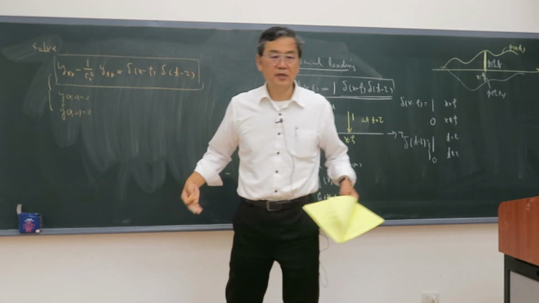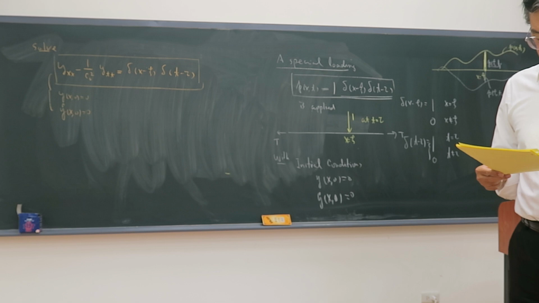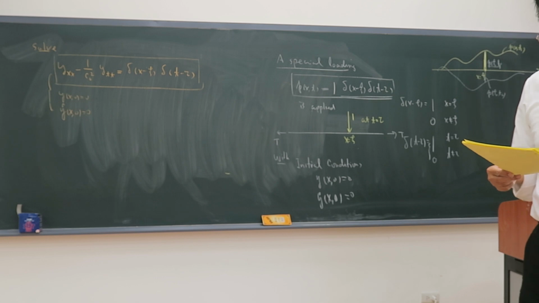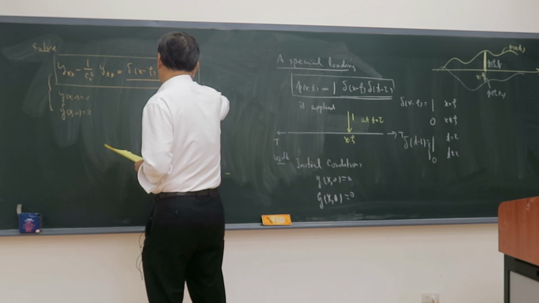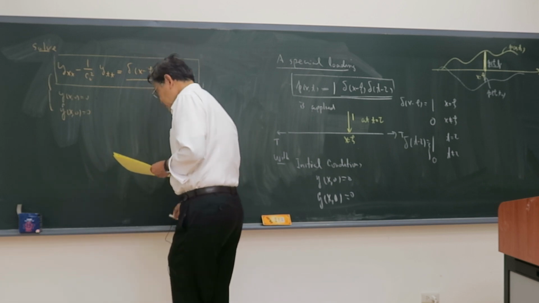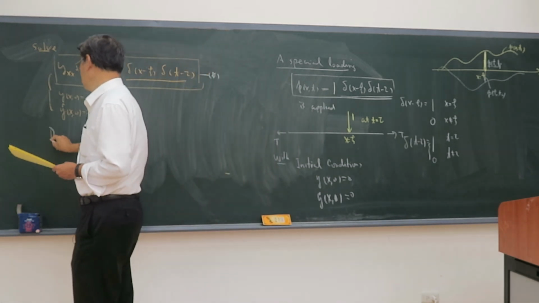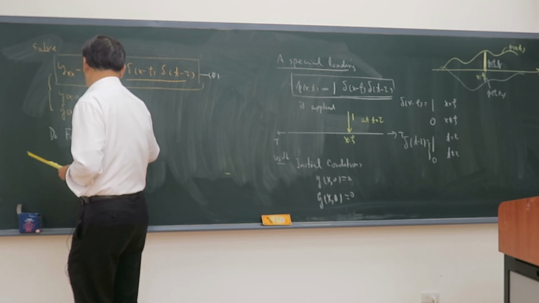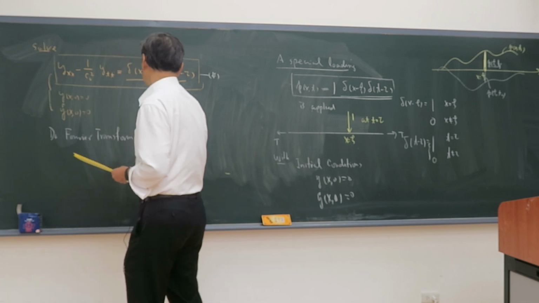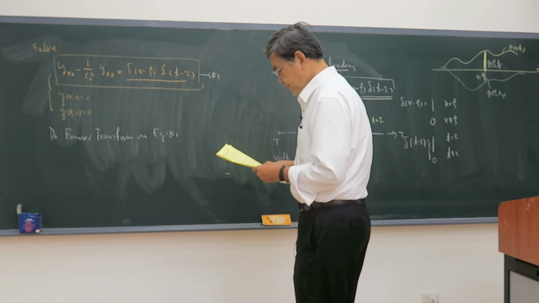This is good, maybe we'll use that later. So this is our spatial loading. If I call this equation star, we do a Fourier transform on equation star.